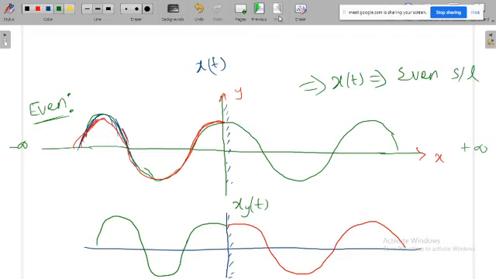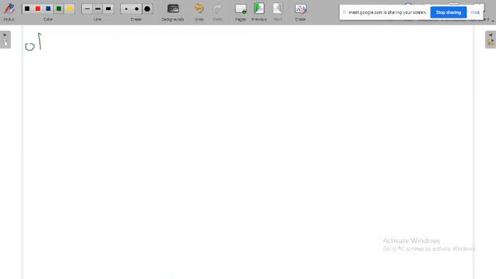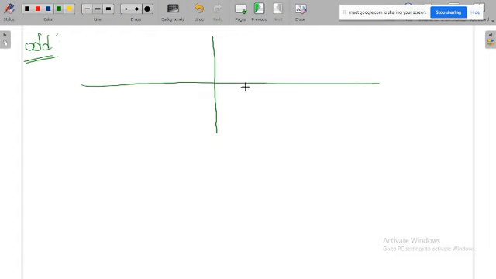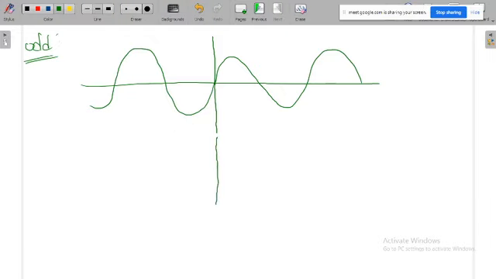Then what about the odd signal? Let me take the simple odd signal that you know already, the sinusoidal signal, the sine signal. The sine signal will go like this. Now what we are going to do: first, you take the mirror image with respect to the y axis. That is our first condition. If you take the mirror image with respect to the y axis for this sinusoidal signal, what is the answer we will get?